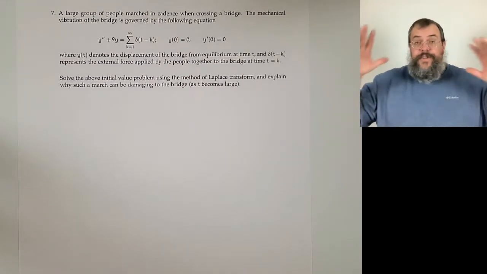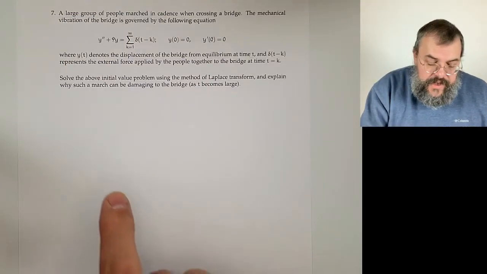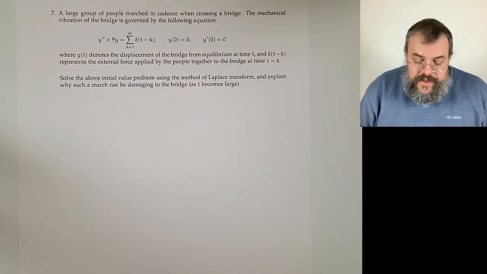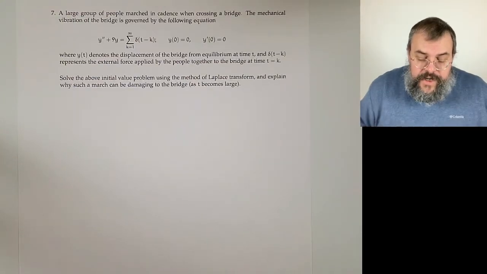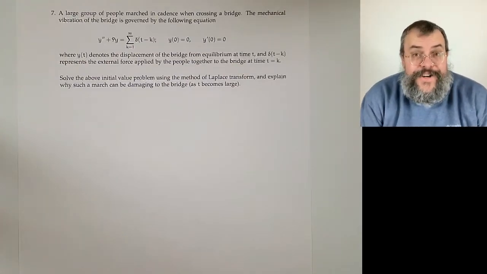Okay, so that's the whole setup. We haven't done anything. There's no question yet. Now we get to the question. Solve the above initial value problem using the method of Laplace transform and explain why such a march can be damaging to the bridge as t becomes large.